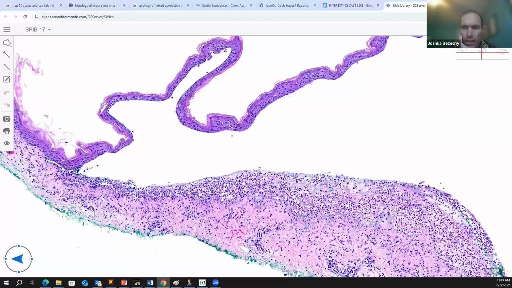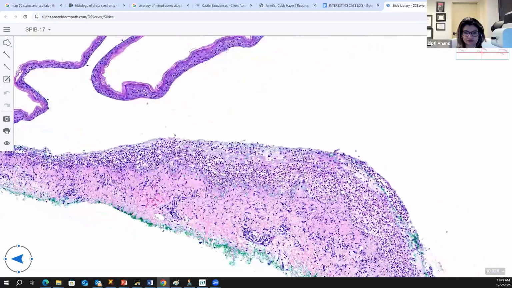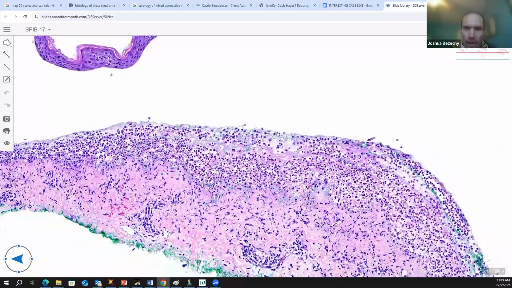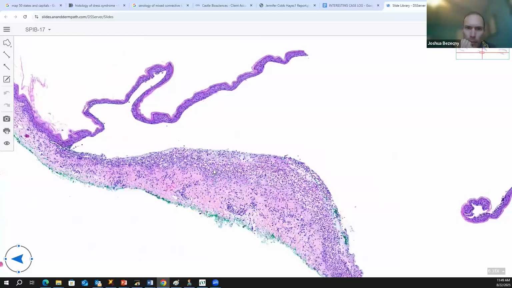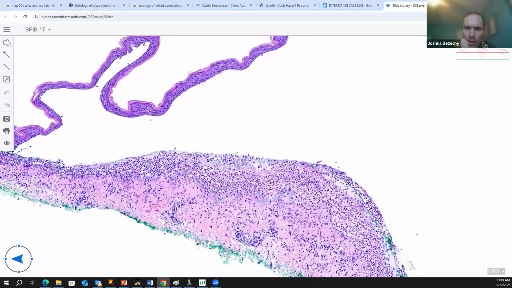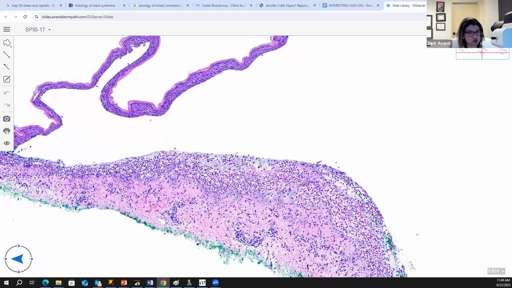I can try to take this. So we have a subepidermal split here. I think those might be neutrophils. I'm kind of thinking again along the lines of linear IgA, DH, bullous lupus, possibly, and bullous dermatosis of childhood.